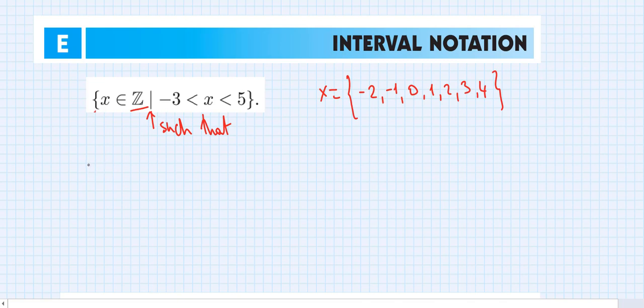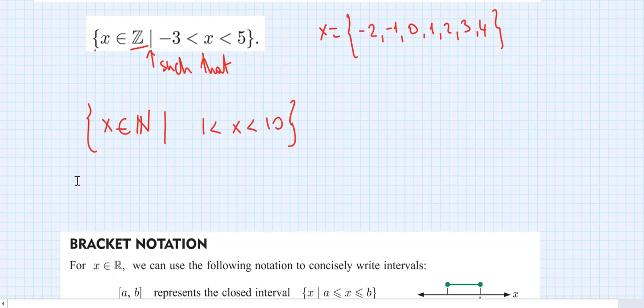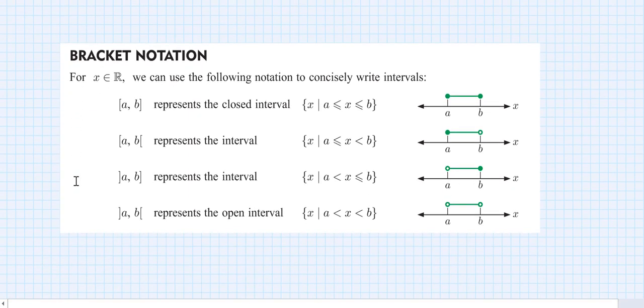Okay, let's write one more. x such that, let it be 10 and 1. What does it mean? The set of all natural numbers x's such that x lies between 1 and 10. So pretty straightforward notation. Let's move on and we'll solve some problems.